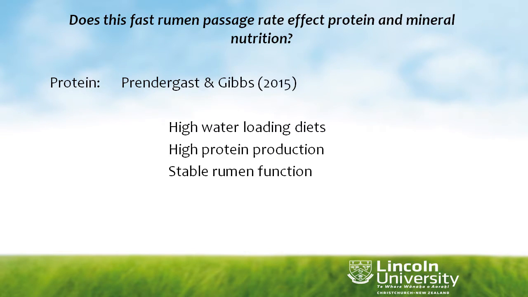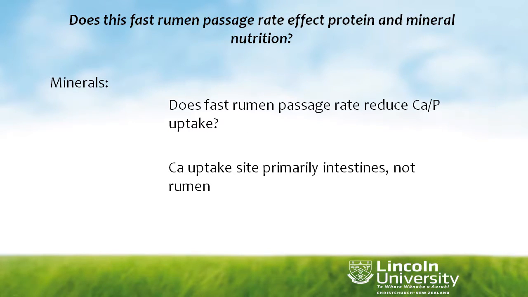What about minerals? Do these fast passage rates affect the calcium, for example? Well, no. Most of calcium's absorbed in the upper small intestine, there or thereabouts. So having fast passage rates in the rumen doesn't affect that. There isn't any great change. There's not a shred of evidence to show bioavailability of calcium moves with that. Again, one of those things that's sort of been plucked from nowhere.